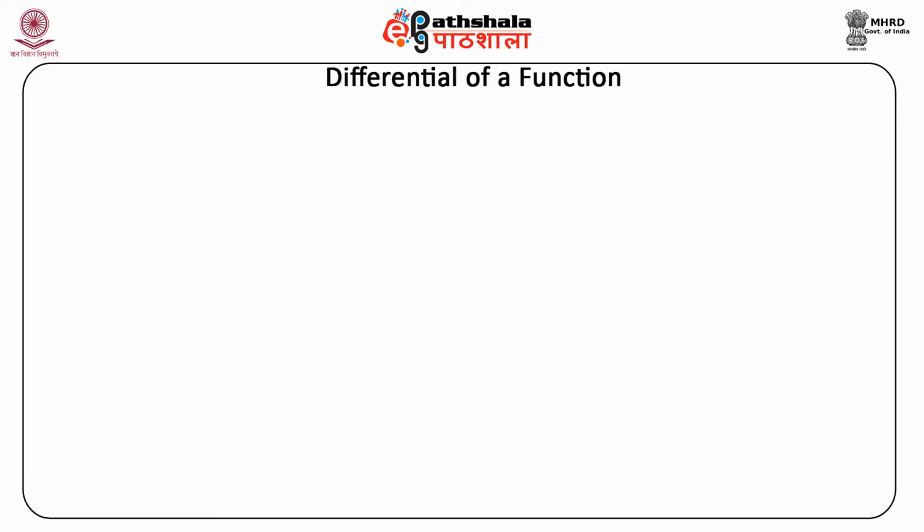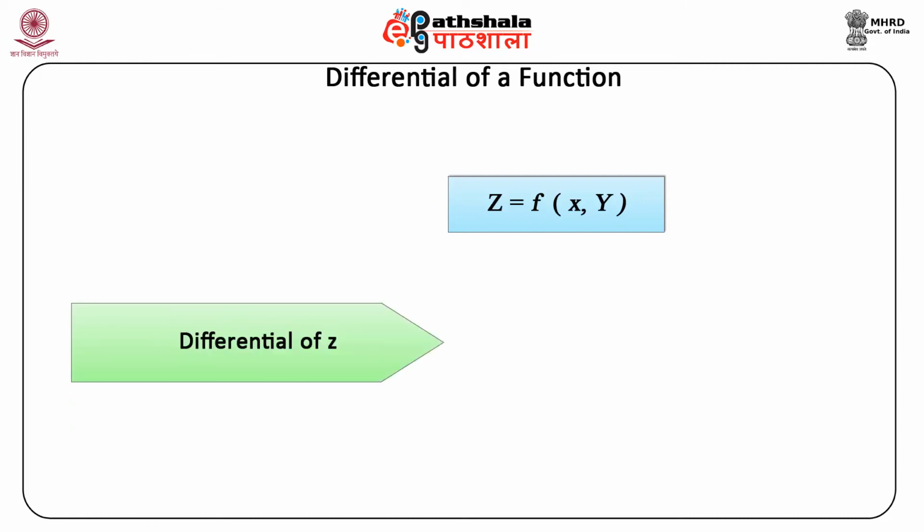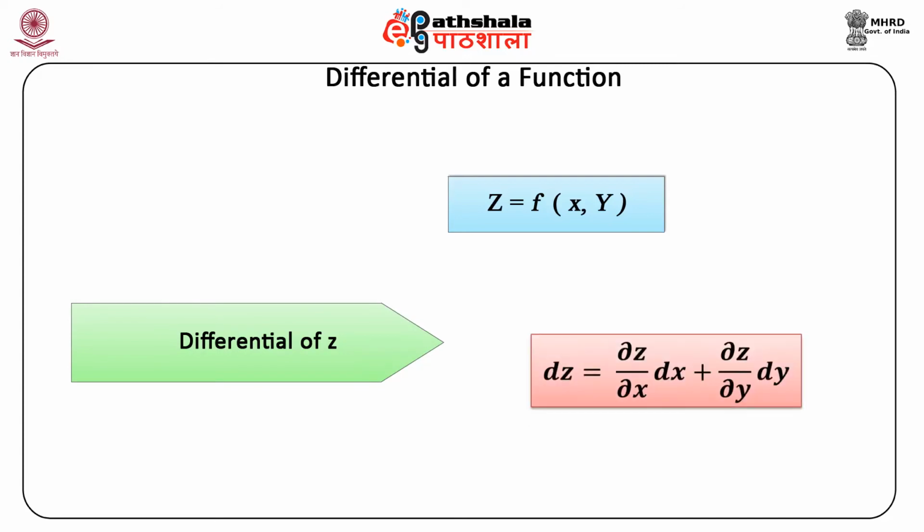Consider first a differentiable function in two variables, that is z is equal to f of x comma y. z can change due to changes in x called dx and changes in y called dy. Then the differential of z, denoted by dz or df, is defined as dz is equal to ∂z/∂x into dx plus ∂z/∂y into dy.